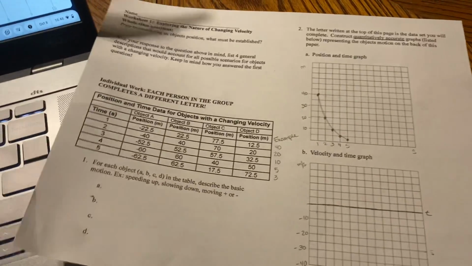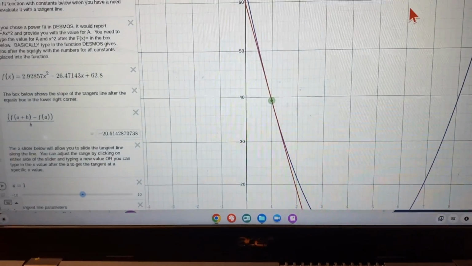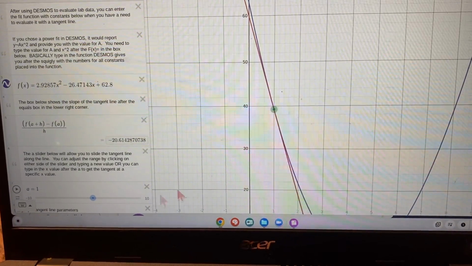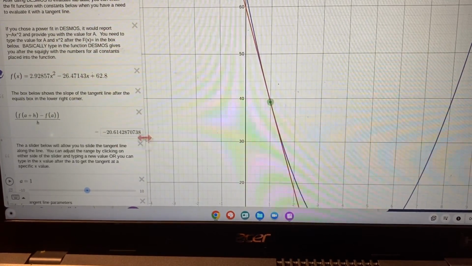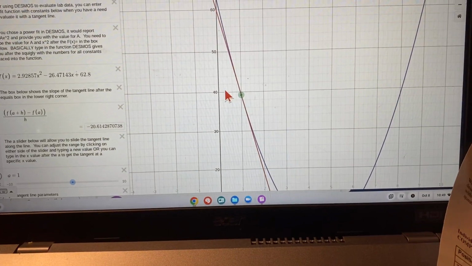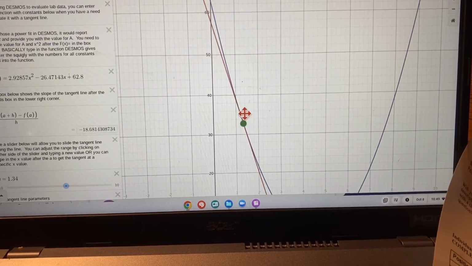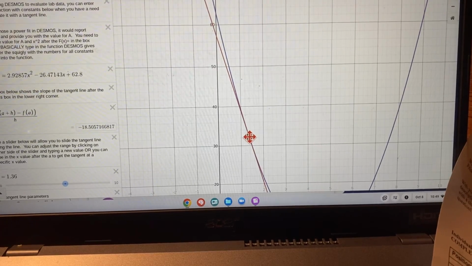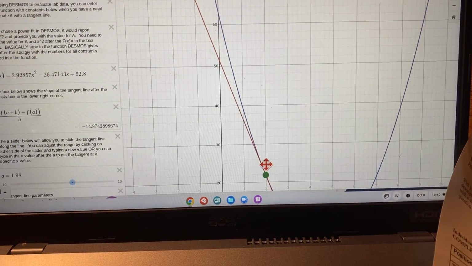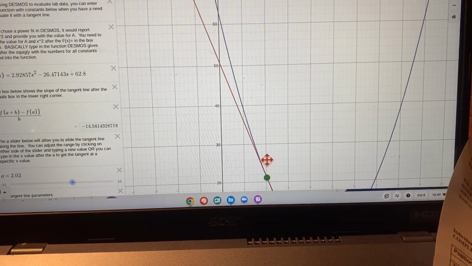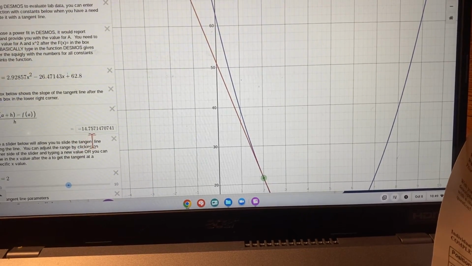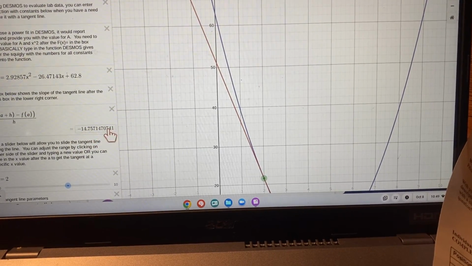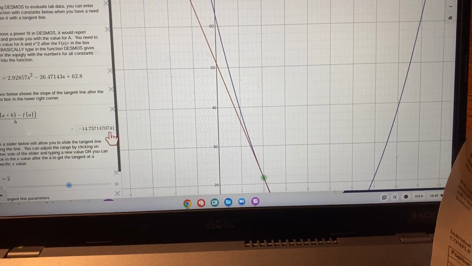Now my first value is going to be 1, which is what my A value is, and then negative 20.6. Okay, so then I'm going to go ahead and go to 2. Okay, 2, and I'm going to have negative 14.75. I'm going to keep doing that through number 5 because that's what I need to graph on this sheet.